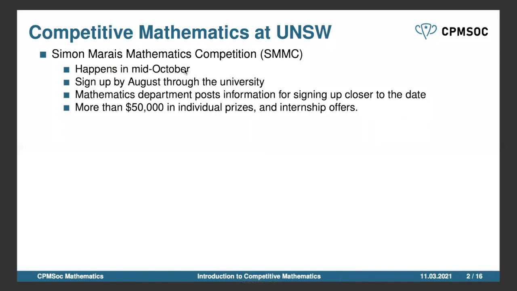So the Simon-Mirai competition is in mid-October, and it's 4 questions a paper and 2 different papers. Usually it's held on a Saturday, and you go in, or last year you joined a Zoom call, and you do 4 questions in the space of 3 hours, and they're marked out of 7. Usually you get either 0 marks, 1 mark, 6 marks, or 7 marks, depending on how well you do.